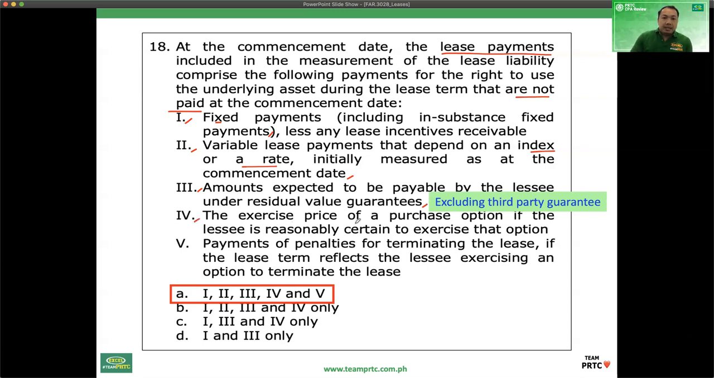Number 4, exercise price of a purchase option if the lessee is reasonably certain to exercise that option. Okay, so kung may option to buy, okay, kasama yun kung i-exercise. Okay, at kailan i-exercise yan? Kapag ka-bargain. So yung option price significantly lower than the fair value of the asset when the option becomes exercisable. Okay, and then number 5, payments of penalties for terminating the lease if the lease term reflects lessee exercising option to terminate the lease.